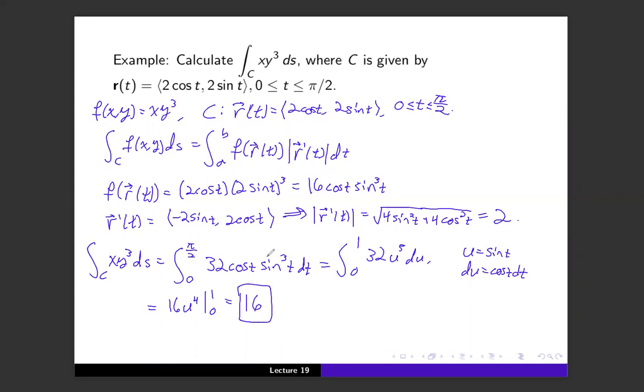So the answer to this question is just 16. And that's how we were able to solve it. We were able to just do the regular old u substitution integral without any real difficulty. As a sanity check, this would also be 16 times sine to the 4th of t from t equals 0 to t equals pi over 2, and that would still be equal to 16.